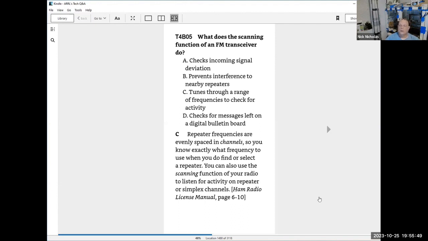So the answer here is C. Tunes through a range of frequencies to check for activity.